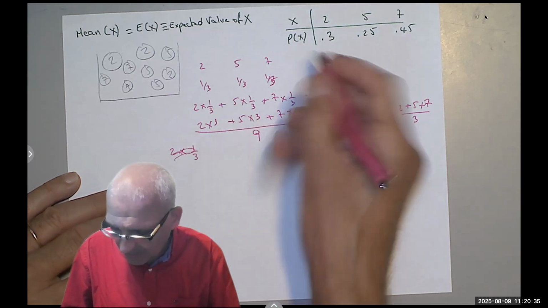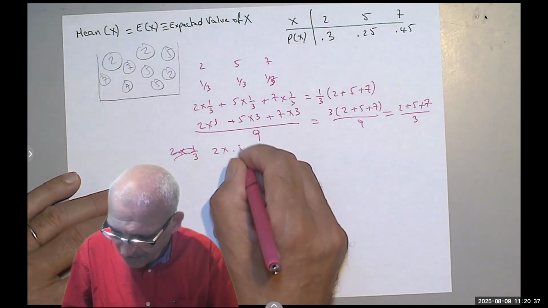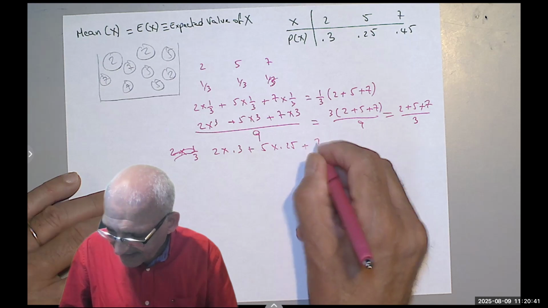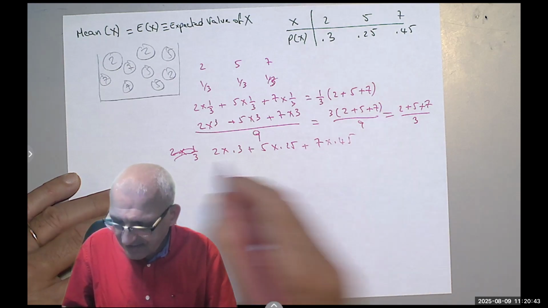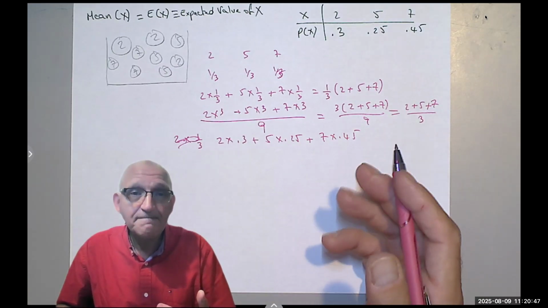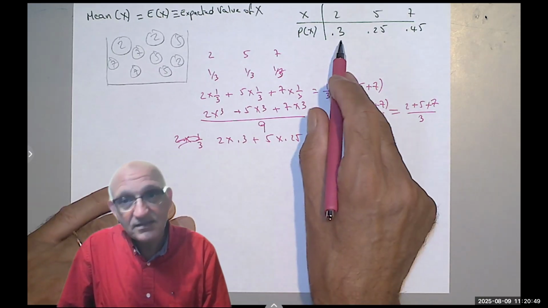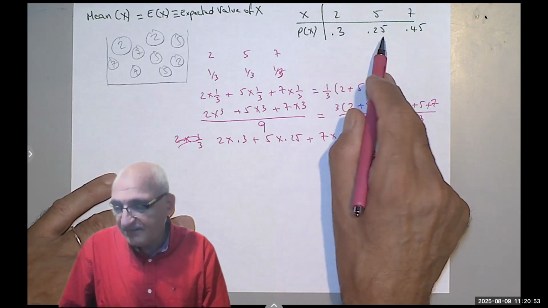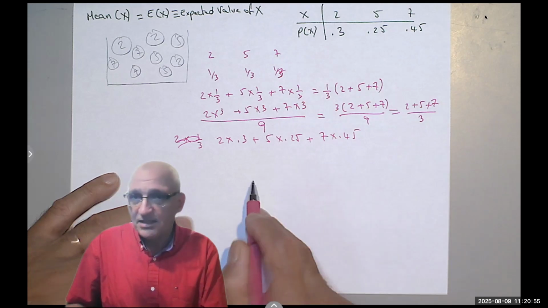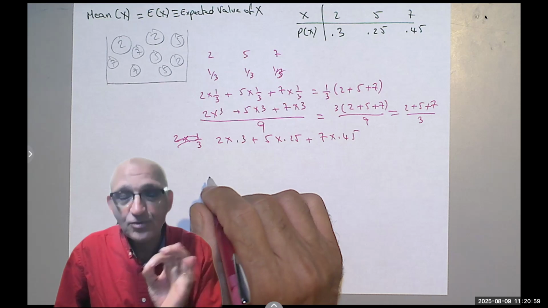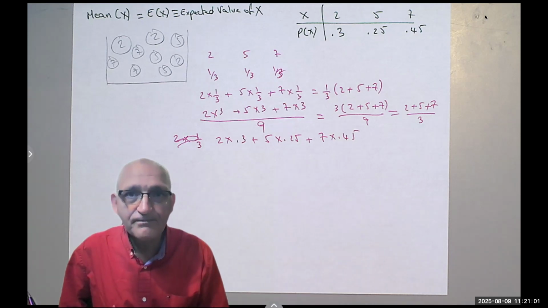Or in our case, we say 2 times 0.3 plus 5 times 0.25 plus 7 times 0.45 divided by 0.3 plus 0.25 plus 0.45, which is 1. But I could have done it like 30, 25, 45 and divide by 100. I will get the same result. So that is the mean. That is the correct way to calculate the mean.